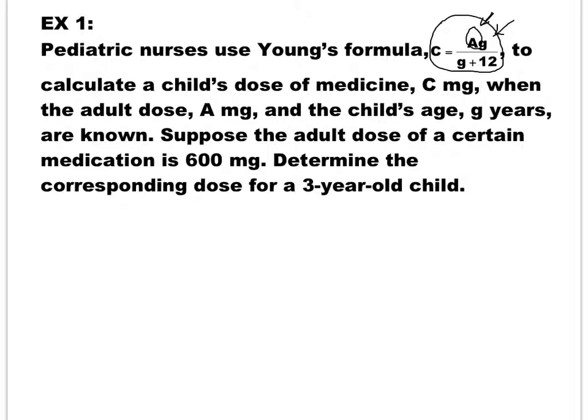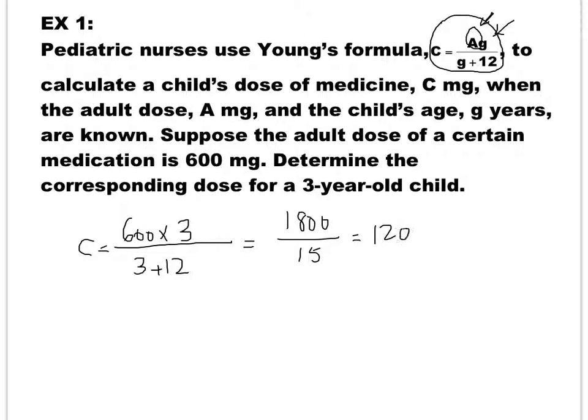to a three-year-old child. So to find the amount of medicine, I'm going to use C equals A, where A is the amount of medicine that I'm going to give to the adult, which is 600, times the age of the kid, which is 3 years old, divided by the age, 3 plus 12, which is going to give me 1800 divided by 15. If you simplify this one, you get 120 milligram. This is the amount of medicine that I have to give a 3-year-old child.